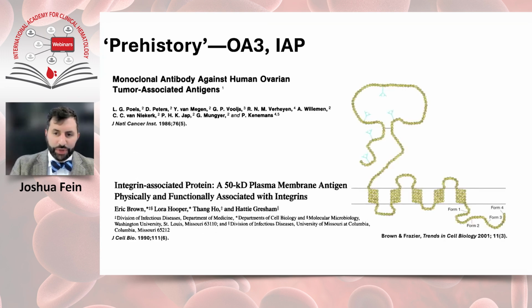So if we go back to what I would call the prehistory of CD47, before it was even known as CD47, it was first described by Poles and colleagues back in 1986, and they described an antigen that they had found that was highly specific to ovarian tumors. Interesting that they didn't find it in other contexts, or at least not highly expressed anywhere else. And that actually plays out still today. A lot of the trials we see with CD47 were focused on gynecologic malignancies and ovarian tumors because of that high expression. So they named it OA3.